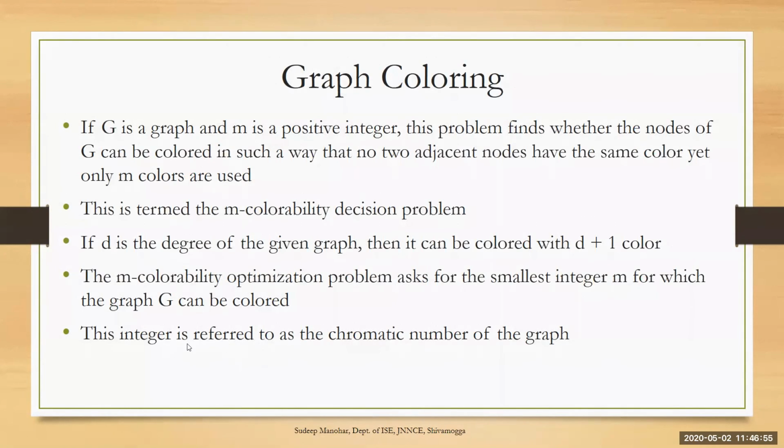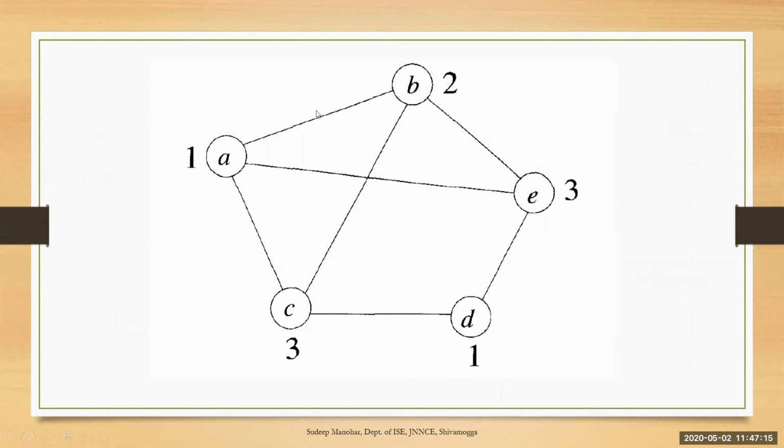So whatever M you get, the number of colors, that is called the chromatic number of the graph. So we say that M is the chromatic number. If the number of colors required is 4 to color a graph, then the chromatic number of that graph is 4. This is one example. This graph contains 5 vertices, and if you start coloring from 1, this 1 represents the color number. So the color name is not given, instead the color number is given.